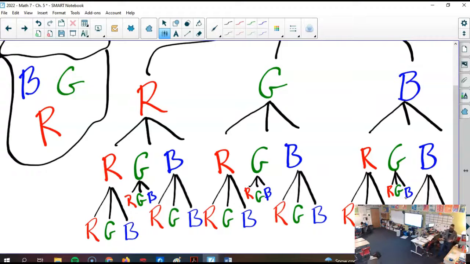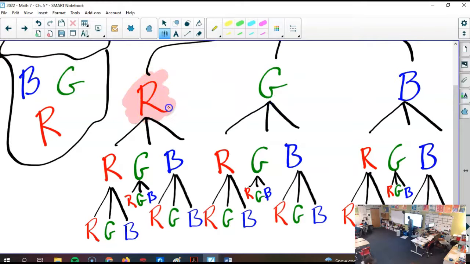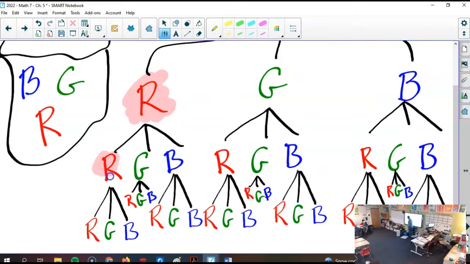If you don't have a highlighter, get one. Nice, but those aren't highlighters. We want to be able to highlight stuff we already wrote down. Go down your tree, follow your roots, and highlight our red. Red, and red. So you should be following one path down your tree.